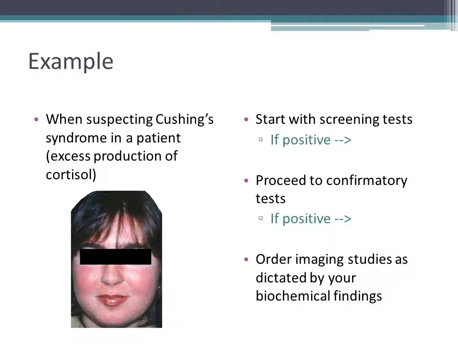If the confirmatory test was positive, we order imaging according to where the results guide us, trying to look for the tumor or where the problem is. So the bottom line is we almost always start with biochemical testing, followed by imaging.